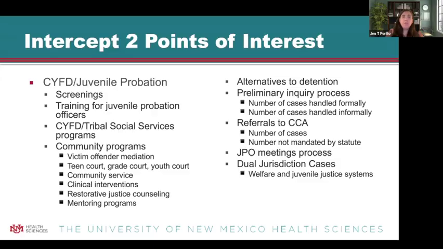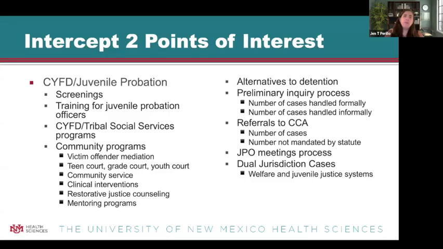So within Intercept 2, some points of interest include, again, juvenile probation, and how they're screening those individuals. When they conduct that preliminary inquiry process and set informal conditions for youth, they conduct several screenings with the youth to determine what those needs might be, and look at what types of community programs they may be connecting youth with in terms of those informal sanctions. Some examples here: victim offender mediation, different types of diversion programs, community service, clinical interventions, restorative justice counseling, or mentoring programs.